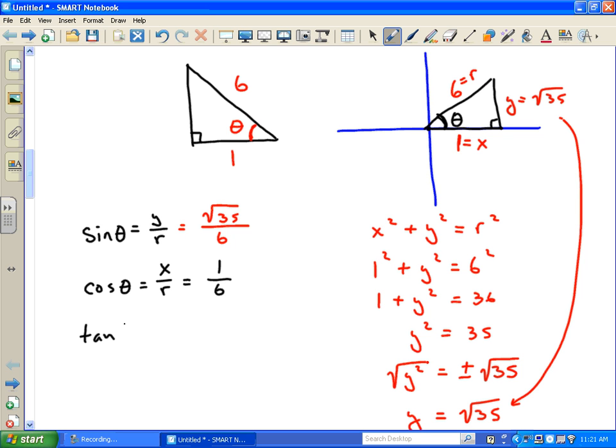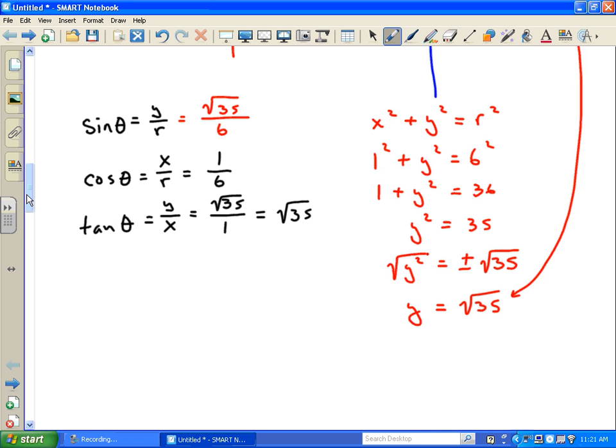Tangent of theta is equal to y over x. The y value was the square root of 35. The x value was 1. You need to reduce that to just the root of 35. All right, and then from here, you have the reciprocal functions. So we would have cotangent. Cotangent is the reciprocal of tangent, and so whatever value you got for tangent, take the reciprocal of it. So it would be 1 over the square root of 35.